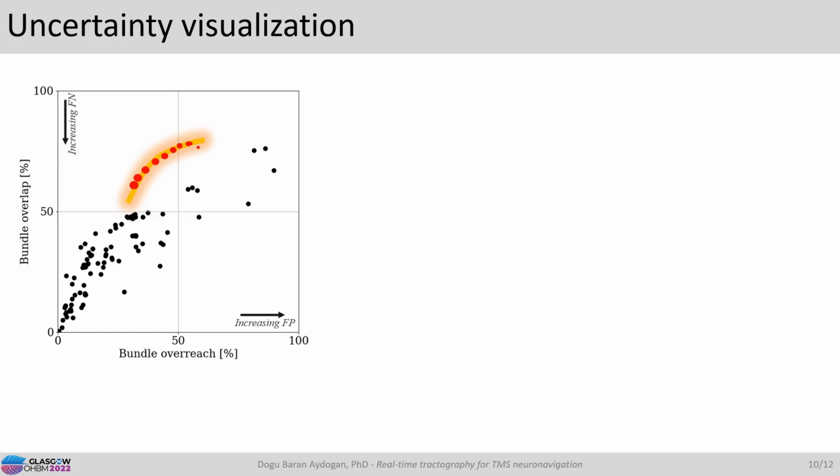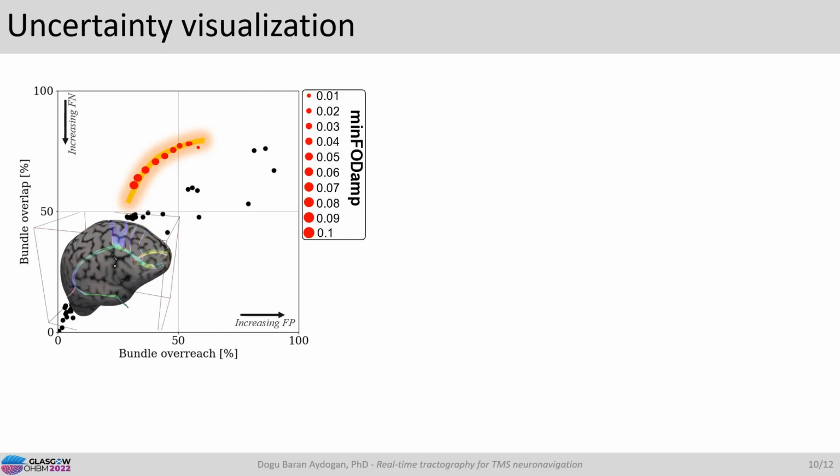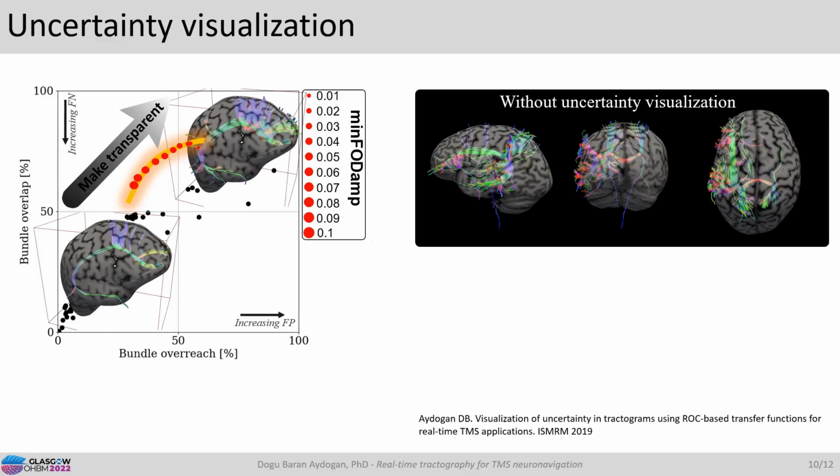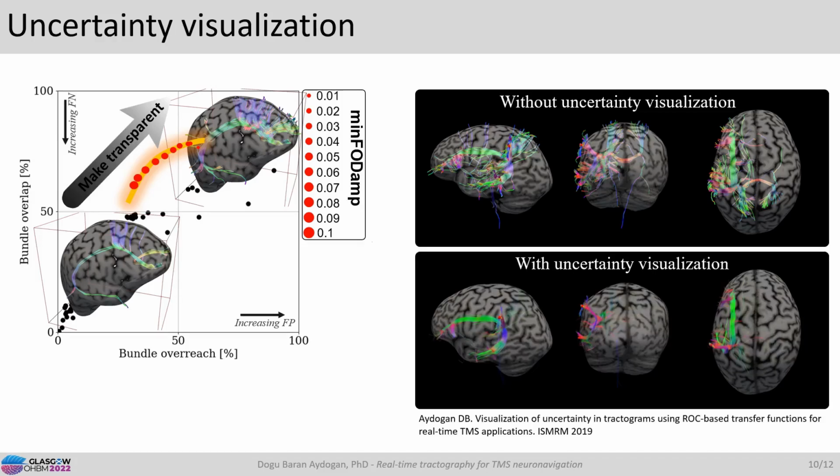When we have a large threshold, we know that we will have fewer false positives. But when we decrease the threshold, then we will have fewer false negatives. Real-time tractography gives us an opportunity here, where we can in real time sweep through this parameter and visualize those streamlines obtained with lower FOD thresholds with higher transparency. The results look like this. If we combine all the tractograms without uncertainty visualization, we will obtain this. But if we use uncertainty visualization, we can put on display much richer information about structural connectivity.